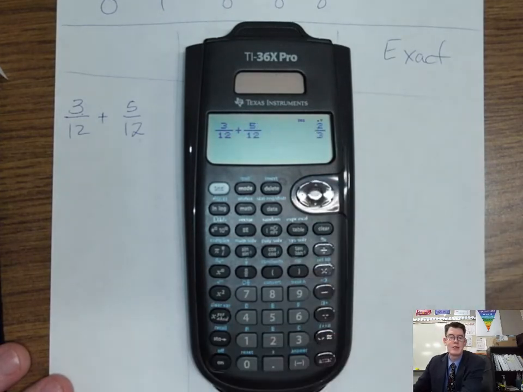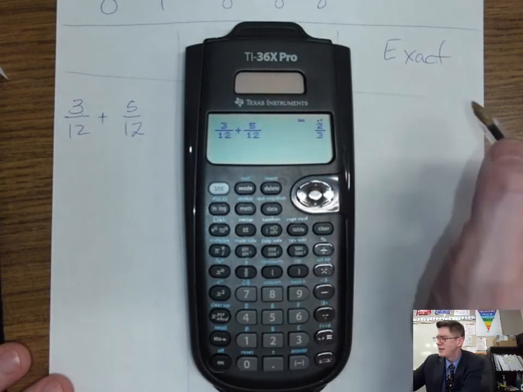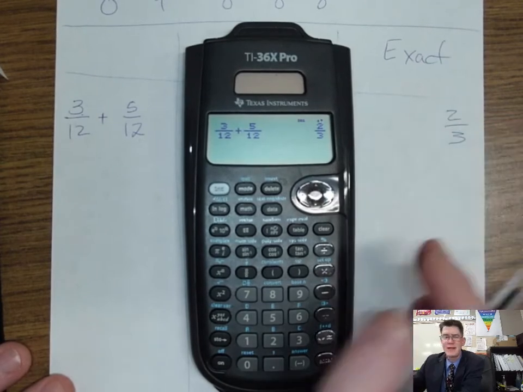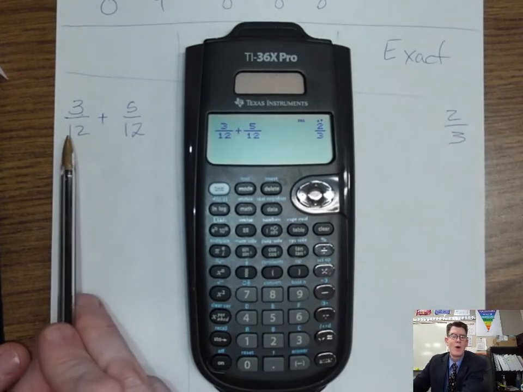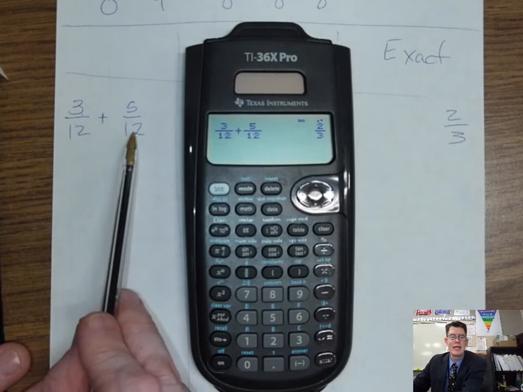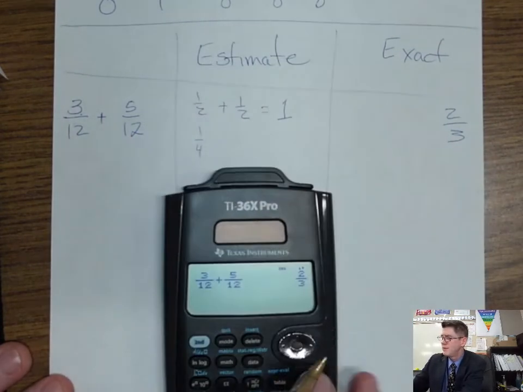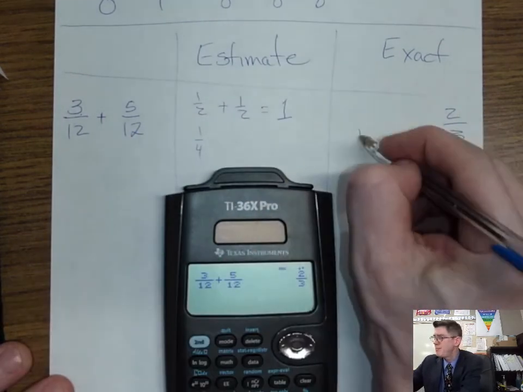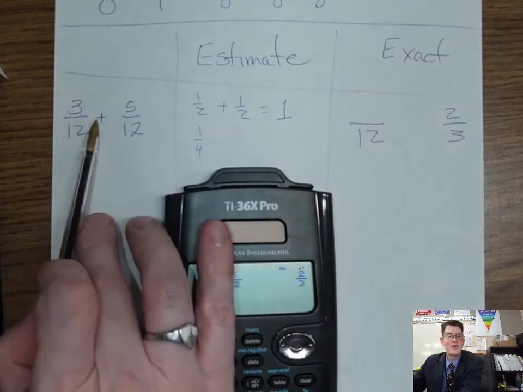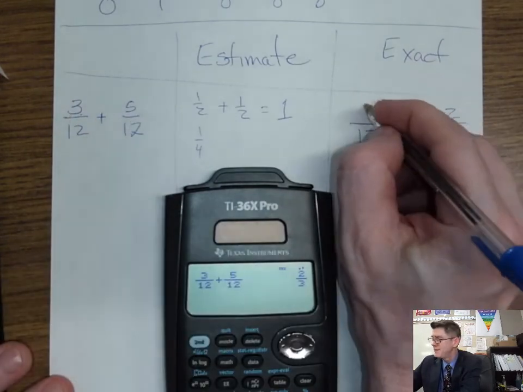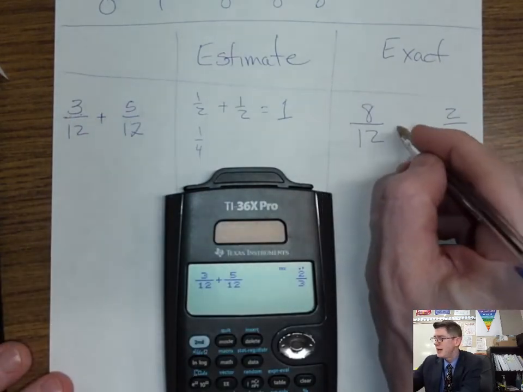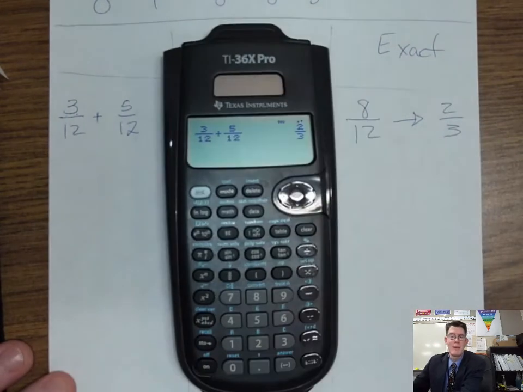Okay, then I hit enter, and what? 2/3, what's that all about? That looks nothing like this. Well, what the calculator did is it kept the 12 and added the 3 plus the 5, which is 8, and the calculator does it all in one step. 8/12 is the exact same thing as 2/3.